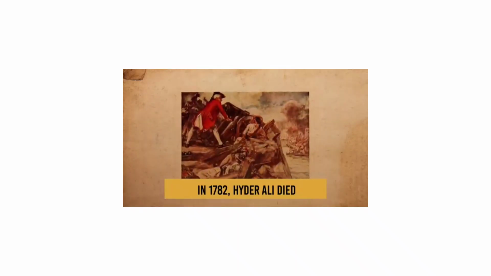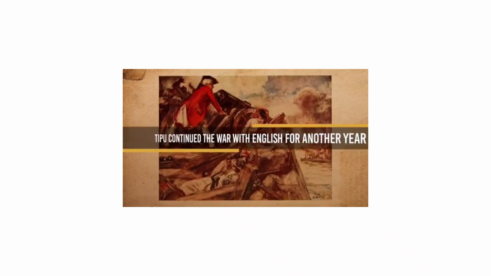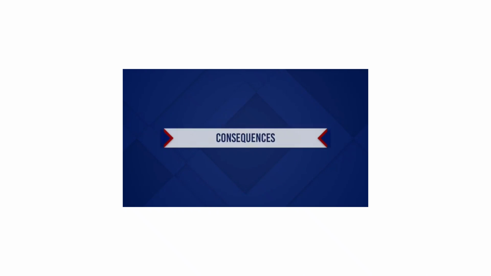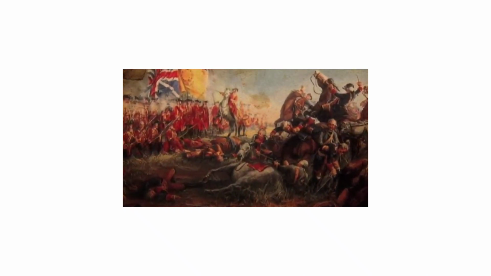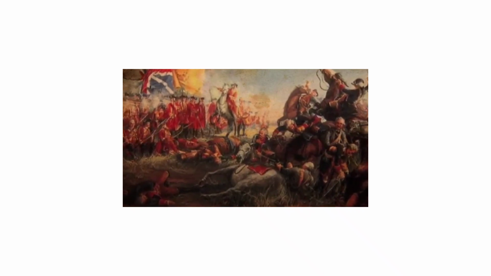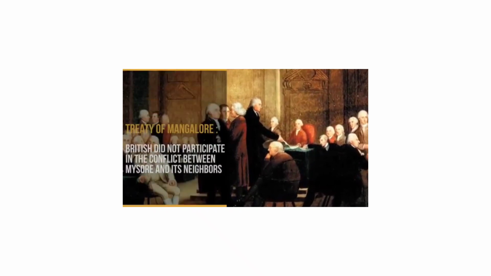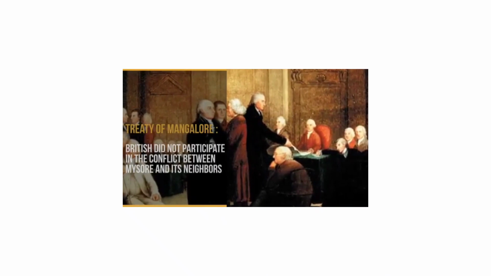In 1782, Hyder died, leaving the task unfinished for his son Tipu Sultan, who continued the war with the English for another year. The war ended with the Treaty of Mangalore in March 1784, on the basis of mutual restitution of each other's territories. The consequences are: this was the second of 4 Anglo-Mysore wars, which ultimately ended with British control over most of the southern part of India. Pursuant to the terms of the Treaty of Mangalore, the British did not participate in the conflict between Mysore and its neighbours, the Maratha Empire and the Nizam of Hyderabad, that began in 1785.